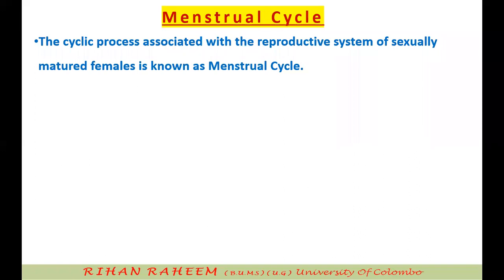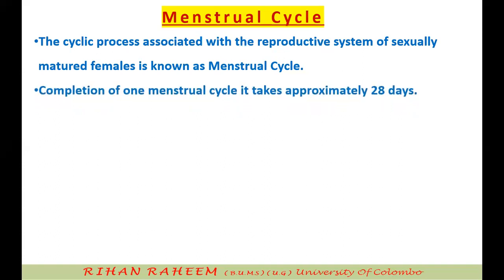Last week we studied the secondary sexual characteristics. When they reach puberty only, this menstrual cycle starts. If the menstrual cycle starts, that girl will know that she has become pubert, which means she has reached the puberty age. So what is happening in this menstrual cycle? We'll see that later.